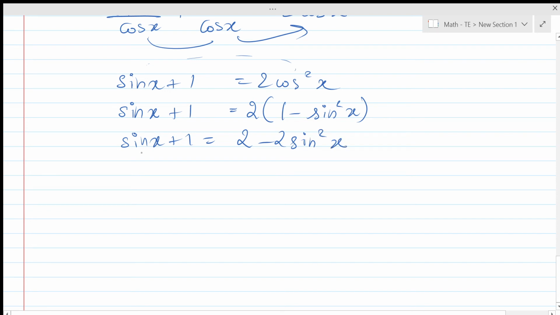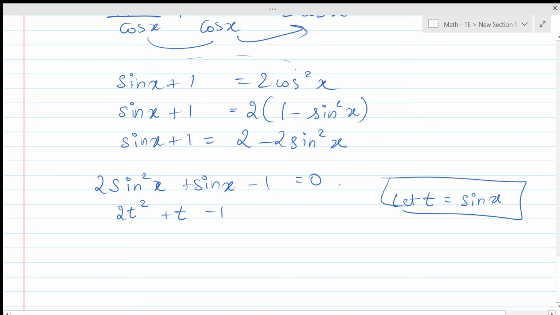Bring both of these to the LHS. You have 2 sine square x plus sine x, 1 minus 2 is minus 1, is equal to 0. Let's keep this as 2t square plus t minus 1. So let t equal sine x. Alright, let t be sine x and solve it. It's better, simple. You can solve it quite easily.